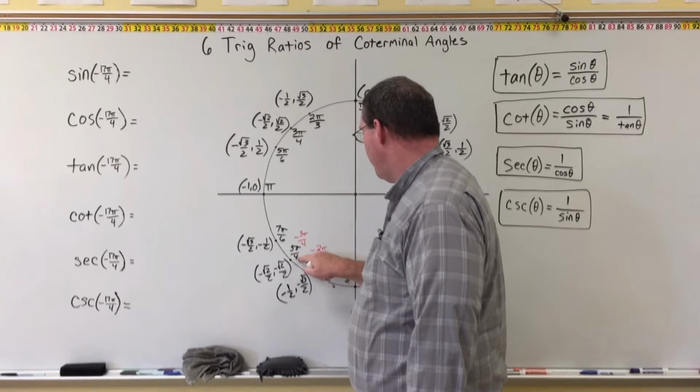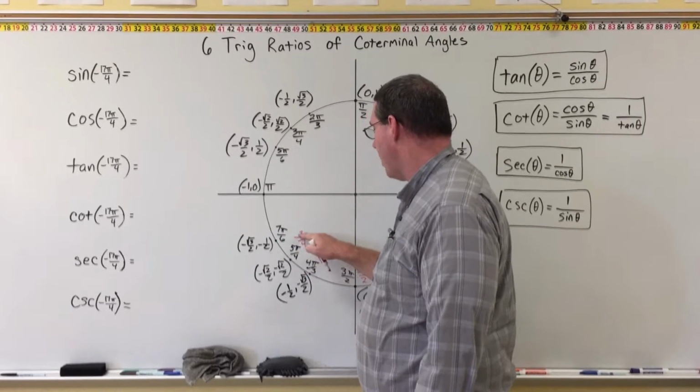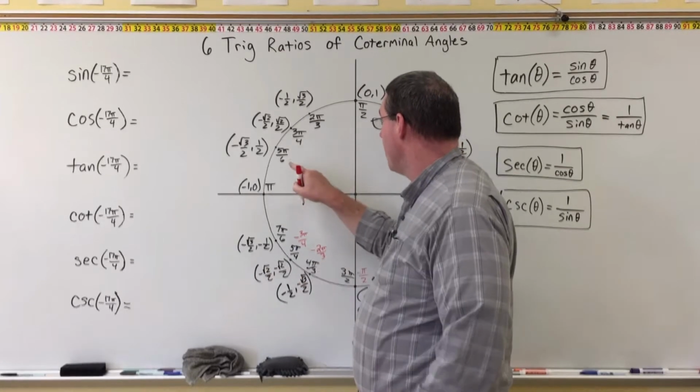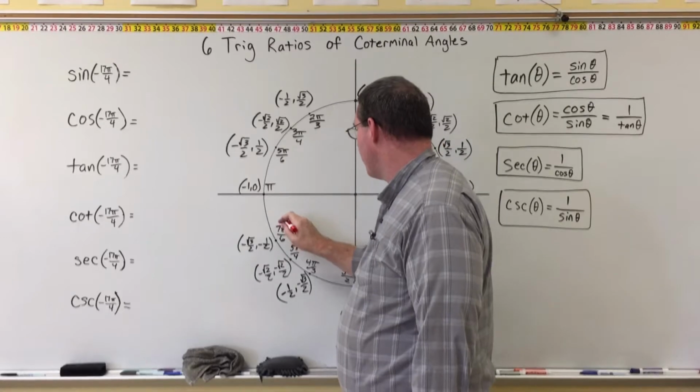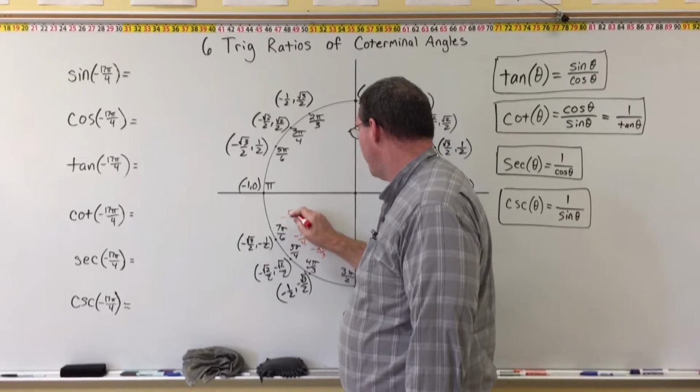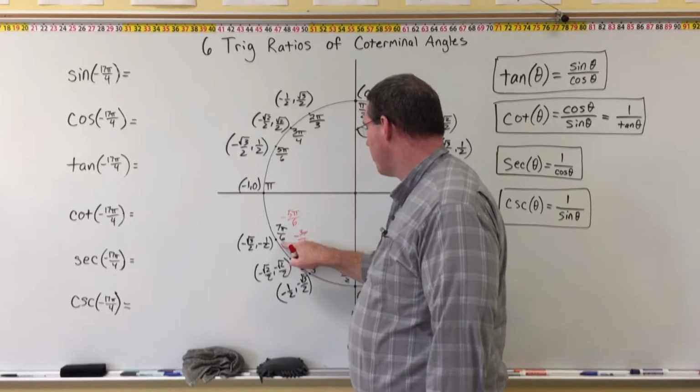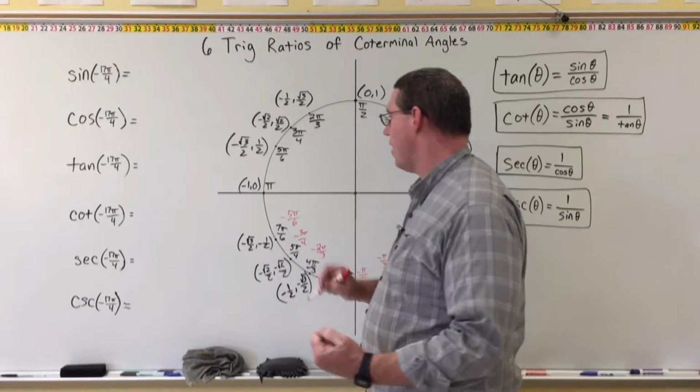Okay? If we double the 4, that's 8. 5 minus 8 is negative 3. Okay, good. We're going to bring this down as negative 5 pi over 6. Double the 6 makes 12. 7 minus 12 is negative 5.